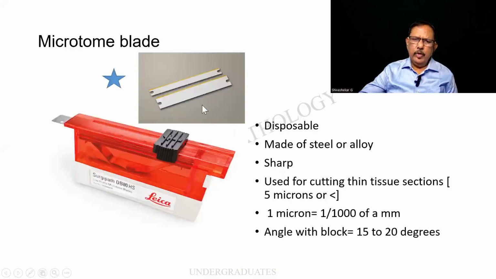So again, a microtome blade, disposable, made of steel or alloy, extremely sharp. Handle it carefully. Used for cutting thin sections and this is the dimension. And the angle between the knife and the tissue block is 15 to 20 degrees. Stars here.